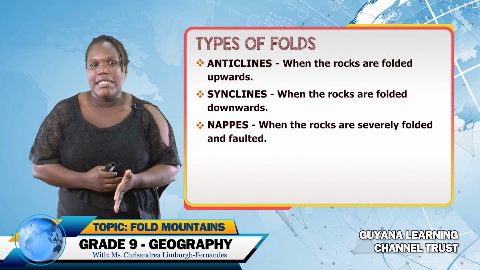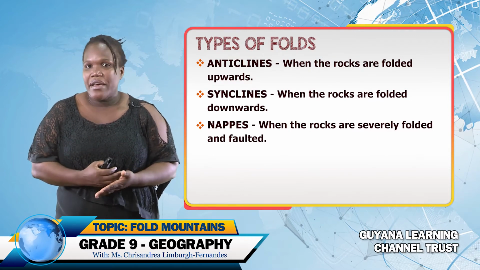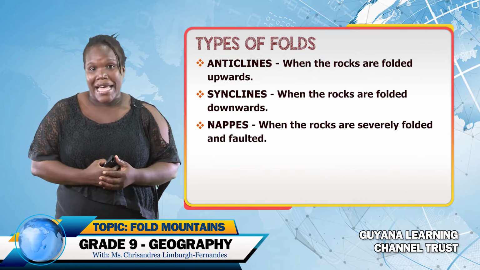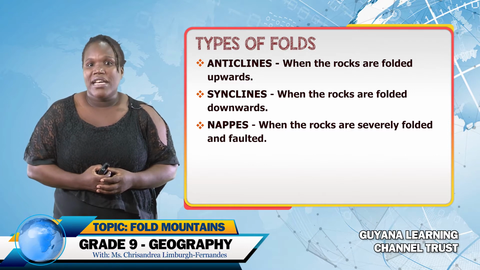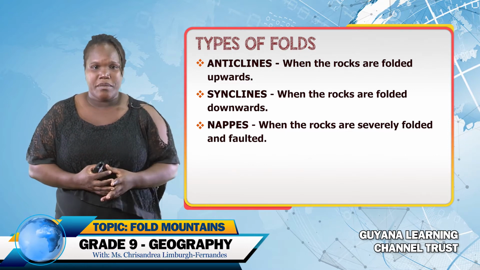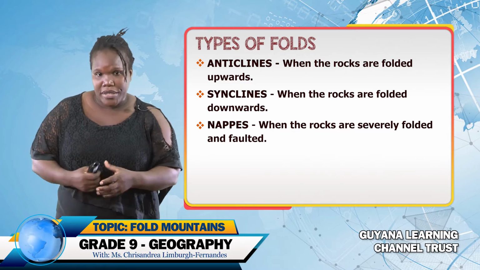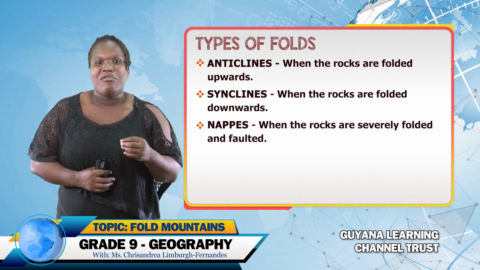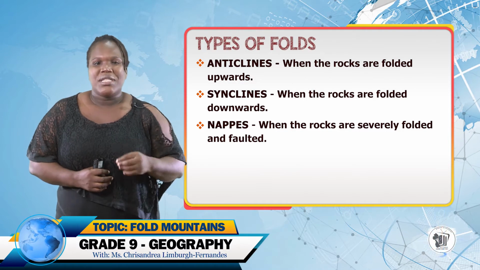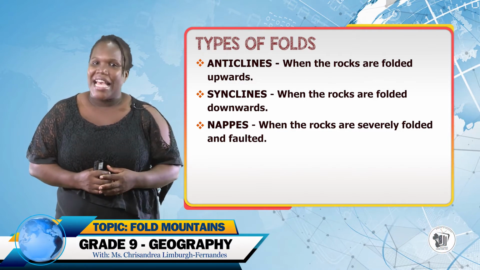Now, there are three types of folds that may occur during this process. Anticlines, where the rocks are folded upwards. Synclines, where the rocks are folded downwards. And nappes, where the rocks are formed due to severe folding and faulting.